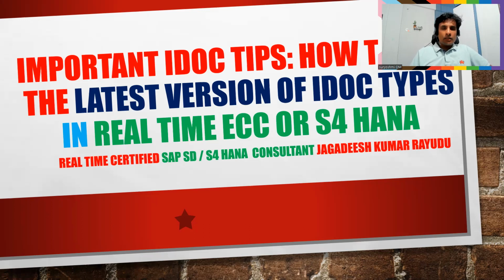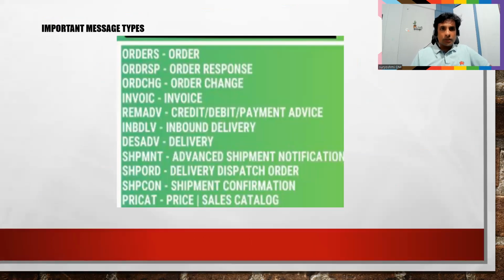Yesterday we have seen all these different kinds of message types: orders, SP, order change, invoice, inbound delivery, despatch advice, and shipment. All these things we have seen. Now let's see, suppose you take orders, what is the latest version?